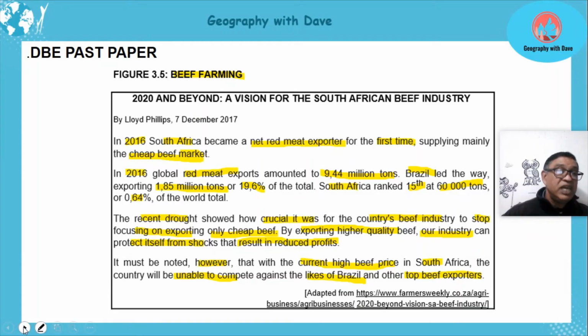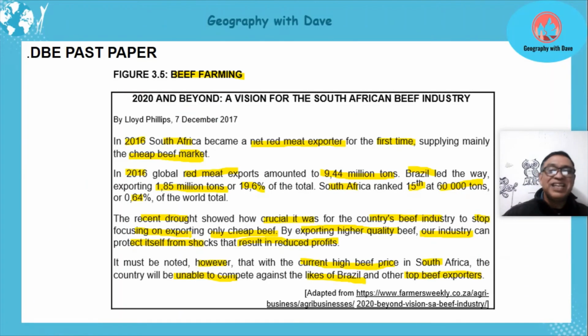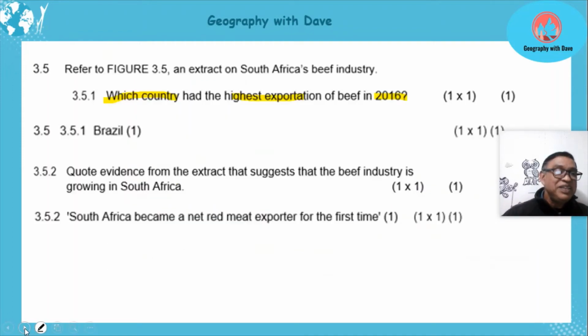So let's look at it here. First one. Which country had the highest exportation of beef in 2016? Can you see that was part of the article? It was written there, learners. It said Brazil led the way. So we got our answer there. It's good, eh? Answers, marks for nothing.